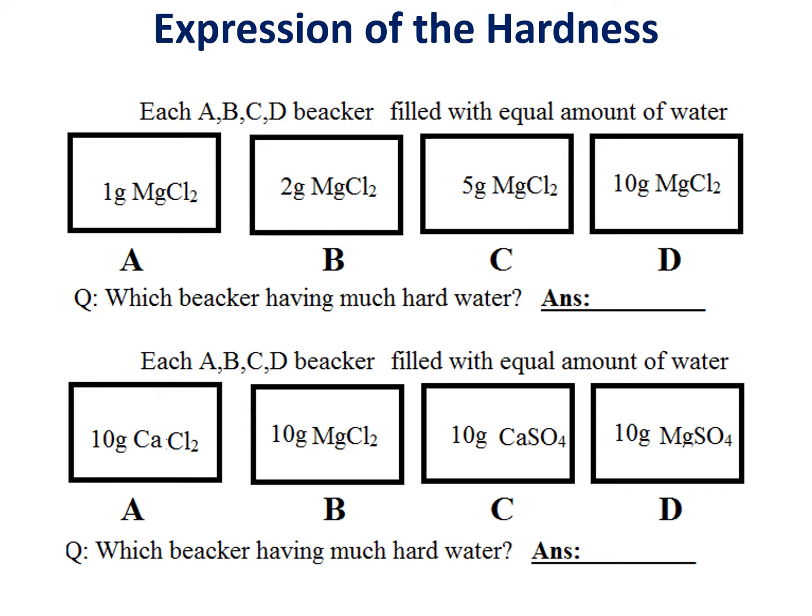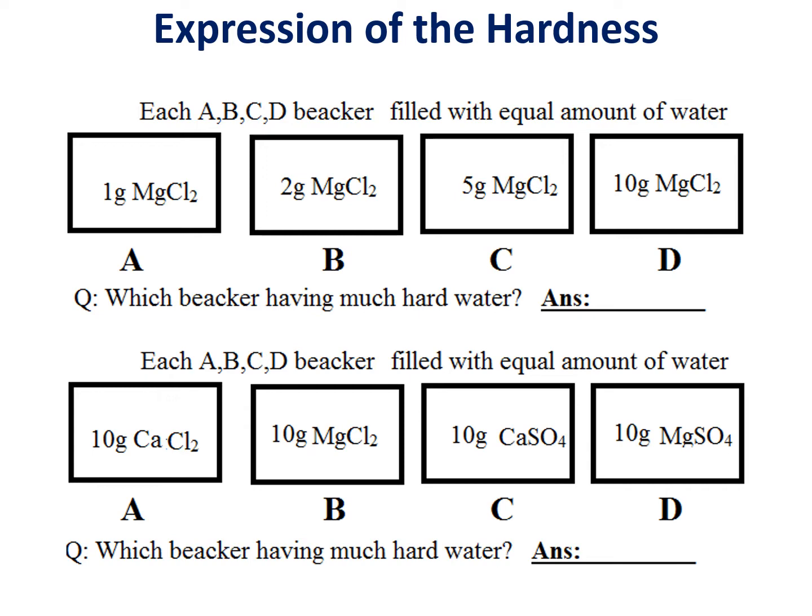Again there are four beakers, again filled with the same type and same amount of water, but the A beaker is filled with 10 grams of calcium chloride, the B beaker with 10 grams of magnesium chloride, the C beaker with 10 grams of calcium sulfide, and the D beaker with 10 grams of magnesium sulfide.